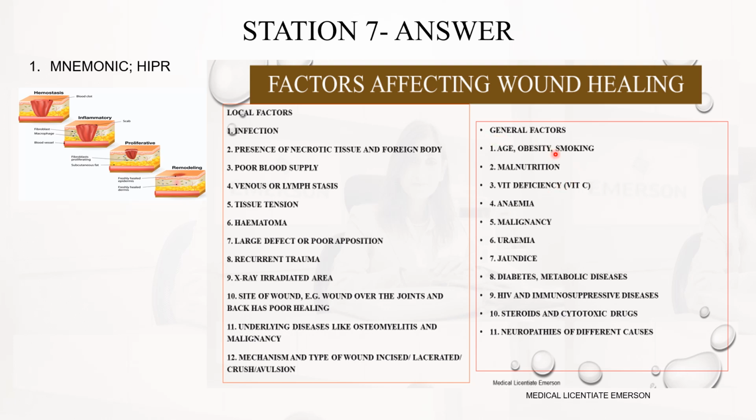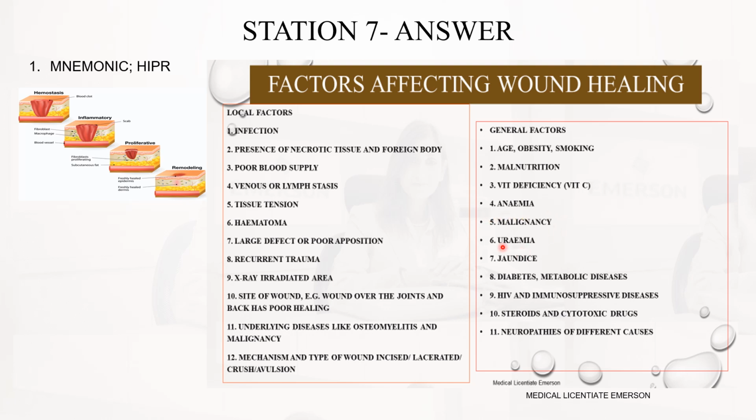Then you have general factors now. Number one is age. Of course, the more elderly someone is, the slower wound healing is going to be. So in children, wound healing is actually fast, or they heal at a faster rate as compared to adults. Then the other factor is obesity. Obesity negatively affects wound healing. Smoking negatively affects wound healing. Malnutrition negatively affects wound healing. Vitamin deficiency, specifically vitamin C, is one of the culprits.